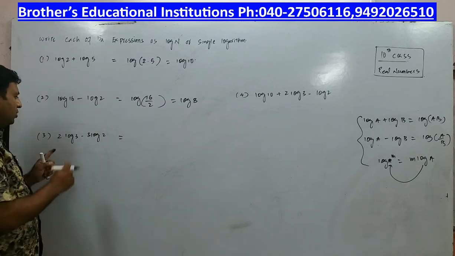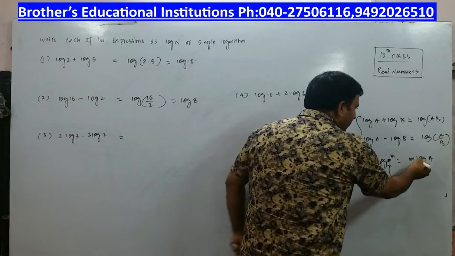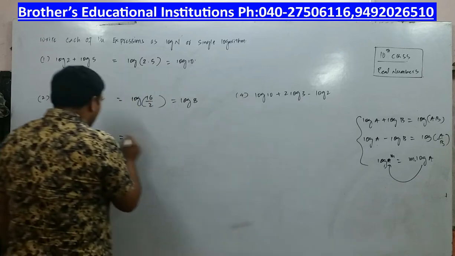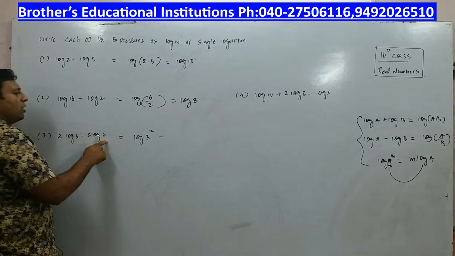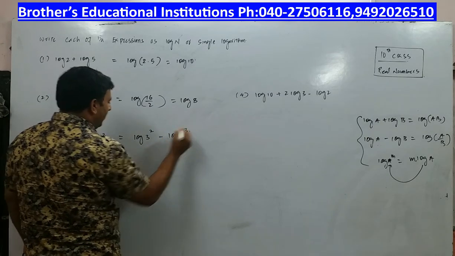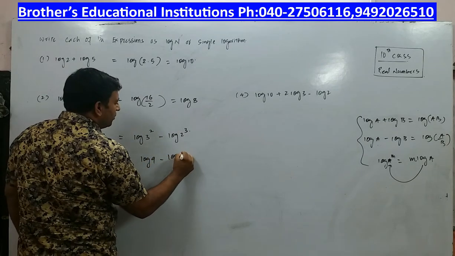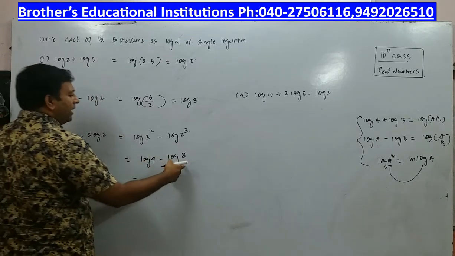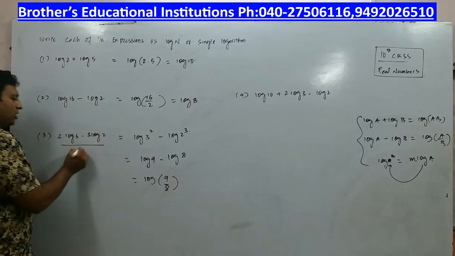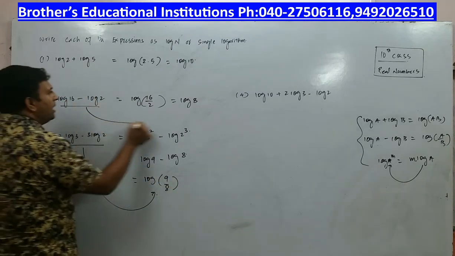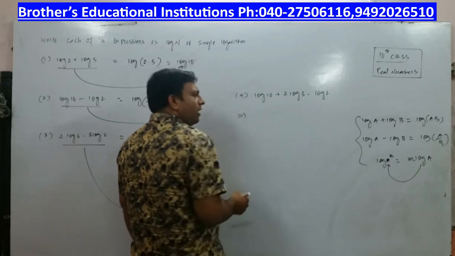Now, 2 log 3 minus 3 log 2. Before I club these two things, first I have to reduce this into a single logarithm. What is this? M into log A is nothing but log A power m. So, 2 into log 3 can be written as log 3 power 2, minus 3 into log 2 can be written as log 2 power 3. What is log 3 square? Log 9. What is log 2 cube? 2 cube is nothing but 8. Now it is log A minus log B, which is log of, once again, A upon B. So you have converted each of these into a single logarithm. Likewise, this also we will try to convert into a single logarithm.